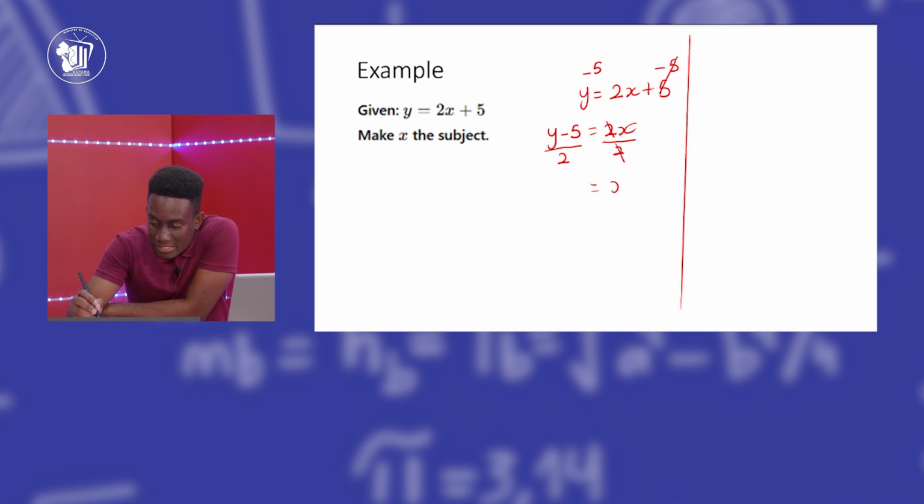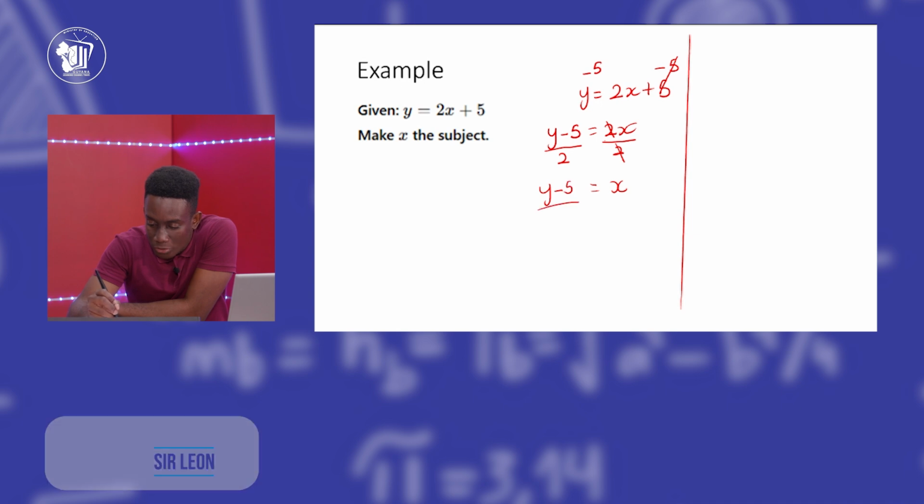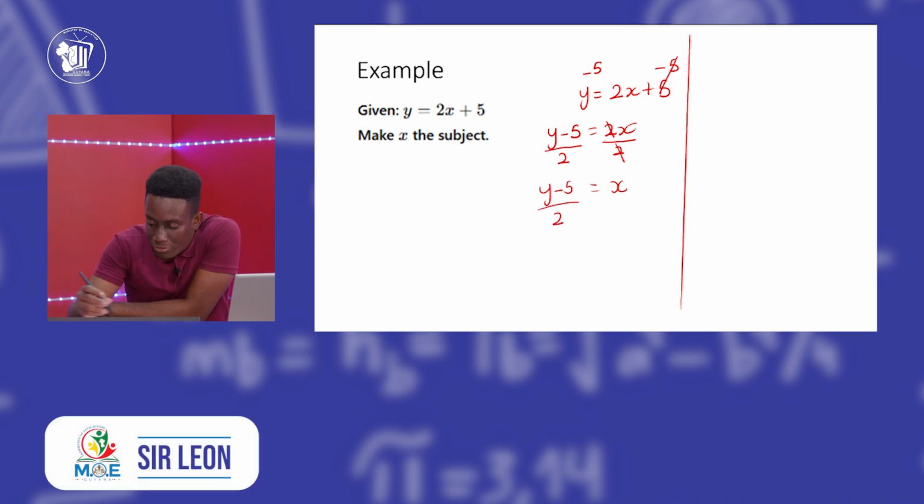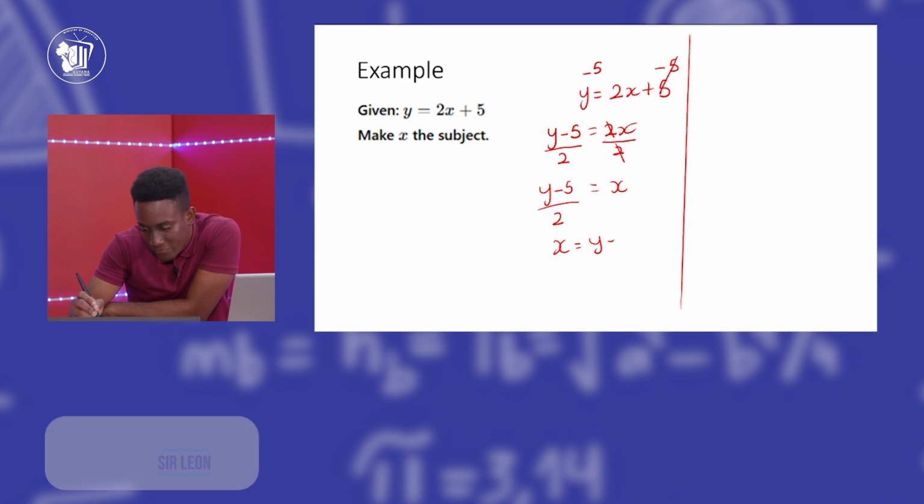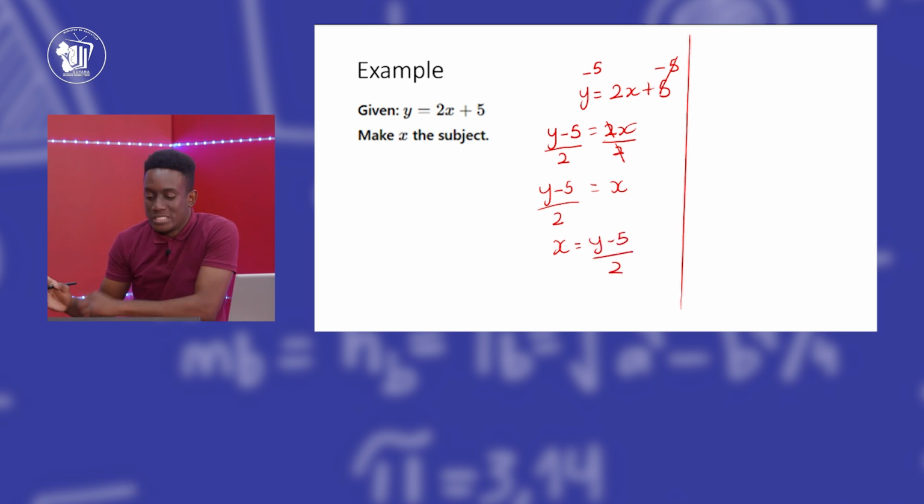And we'll be left with x is equal to y subtract 5 all over 2. And we can rearrange this and put this as x is equal to y subtract 5 divided by 2. It doesn't matter which side you put, you can flip it around, but they both will read the same thing. So that is one way in which we can change the subject of the formula. And the other way is to just take over.